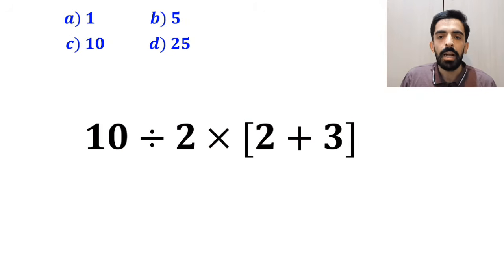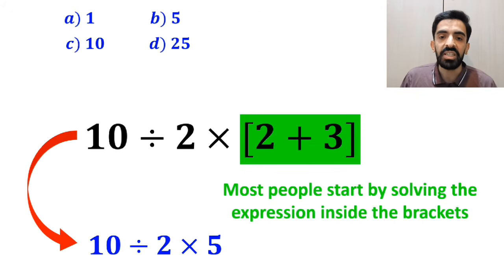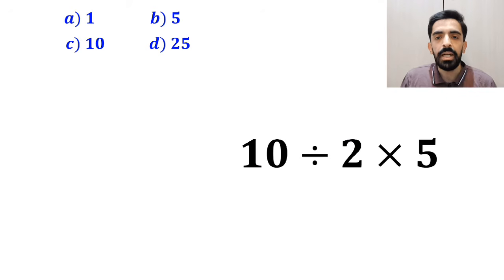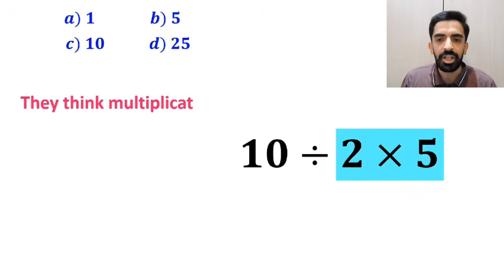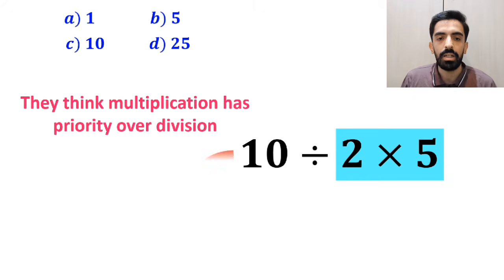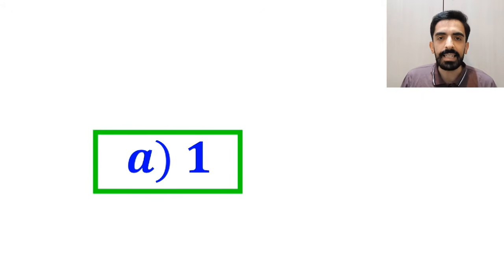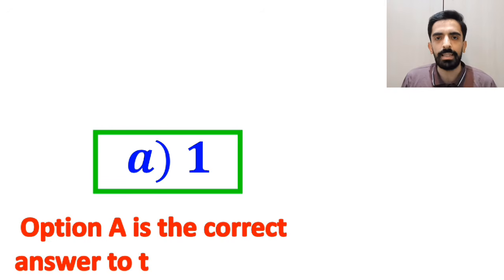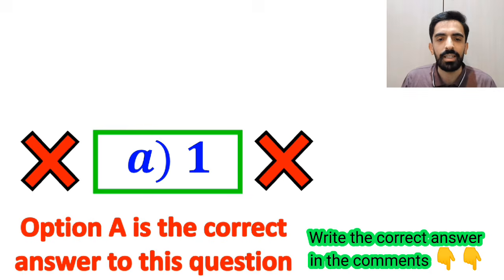In the first step, most people start by solving the expression inside the brackets and replace it with 10 divided by 2 multiplied by 5. In the next step, they go for the multiplication between 2 and 5 because they think multiplication has priority over division. So, this expression simplifies to 10 divided by 10, which finally gives them the answer 1. And immediately, they quickly say that option A is the correct answer to this question. But it's not the correct answer to this question.